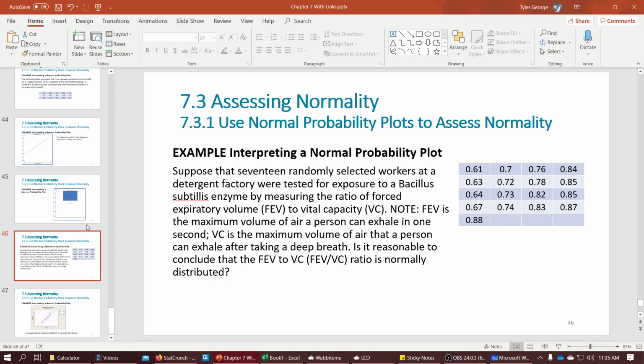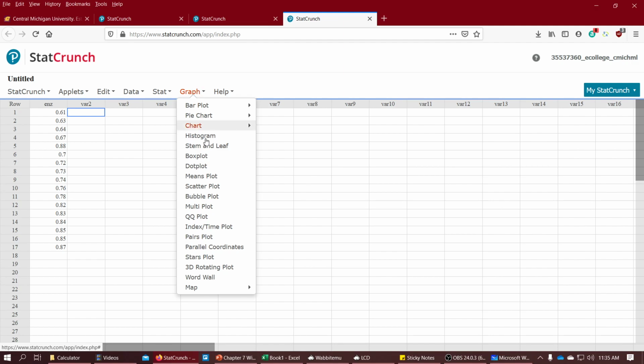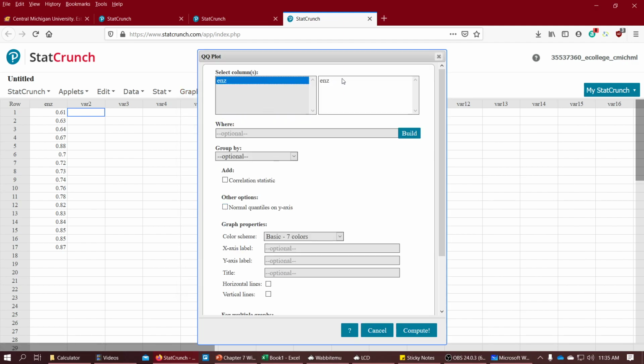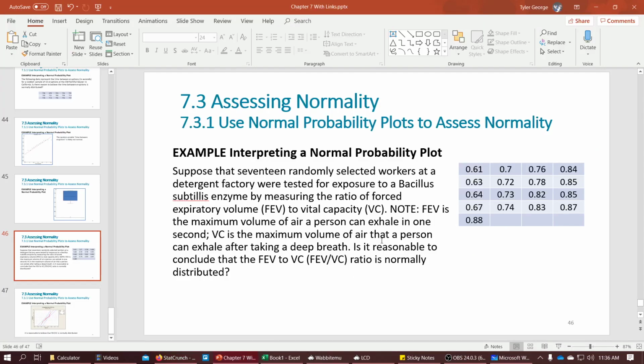Okay, so if you paused it, great. If you didn't, that's okay too. Here, I've already copied this data into StatCrunch for us. This is the data right here. I'm going to do the same process: graph, QQ-plot. I'm going to put over the variable here and then include the correlation statistic. Here, these points more regularly fall close to the line. We don't have any that are really far away from the line. They're mostly close to this red line. The statistic is 0.98. How many points do we have is the question. We have 1, 2, 3, 4, 5, 6, 7, 8, 9, 10, 11, 12, 13, 14, 15, 16.